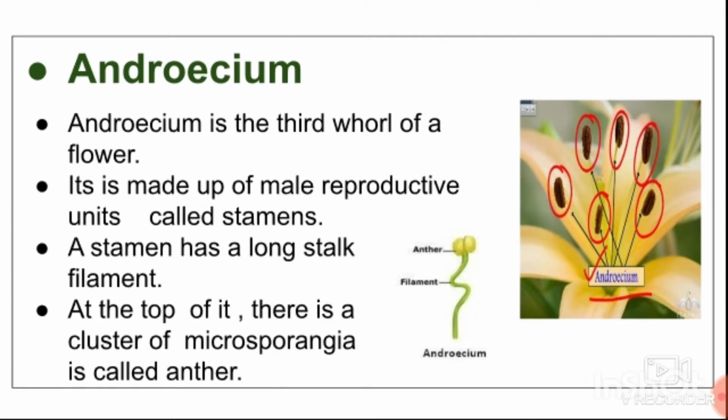Androecium is the male reproductive structure of a flower as well as of a plant. It is the third whorl of a flower. Stamen is the male reproductive unit. A stamen has a long stalk, the filament. At the top of it there is a cluster of microsporangia called anther.